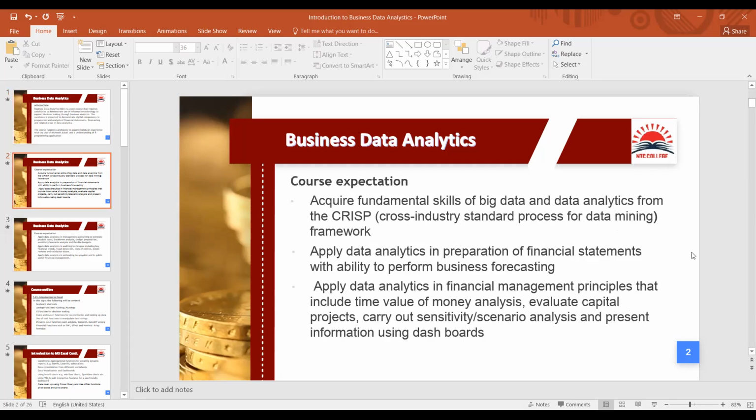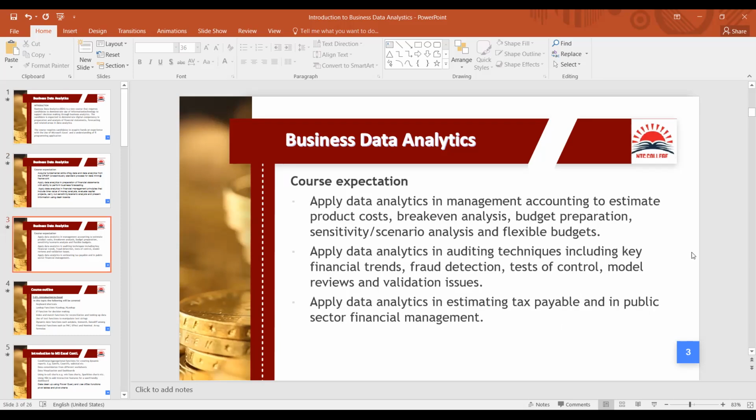Part of the course expectation is that you're going to acquire the fundamental skills of big data analytics, that is, across industry standard processing for data mining framework. Then you are also expected to apply the data analytics in preparation of financial statements with the ability to perform business forecasting. You also need to apply the data analytics in financial management principles that include time value for money analysis, evaluate capital projects, carry out sensitivity scenario analysis, present information using dashboard.